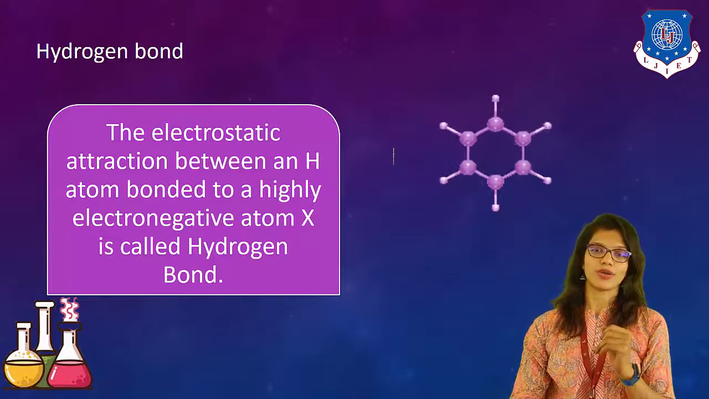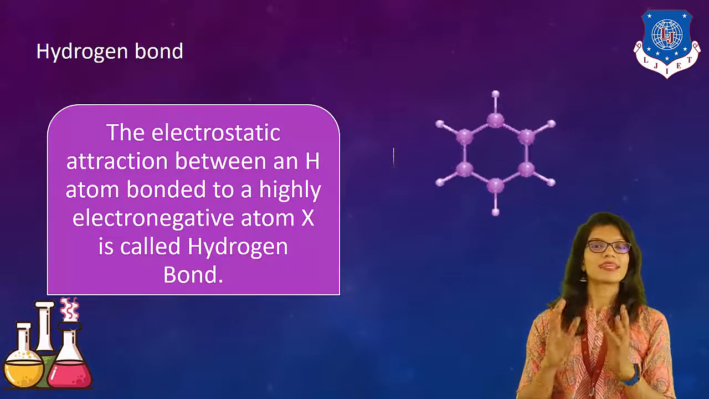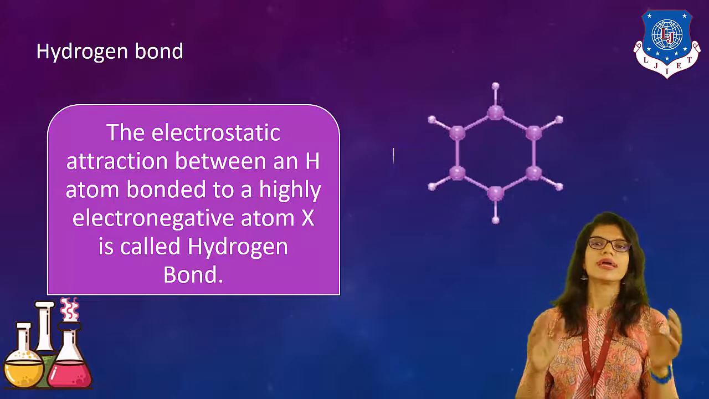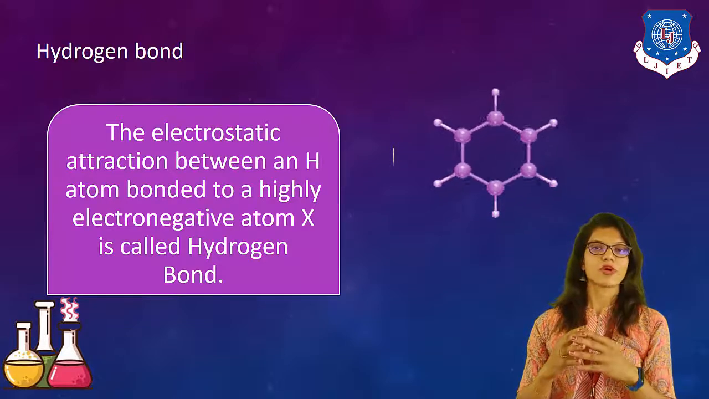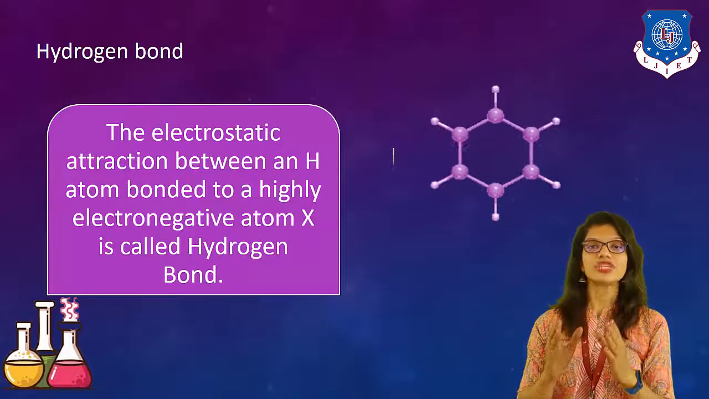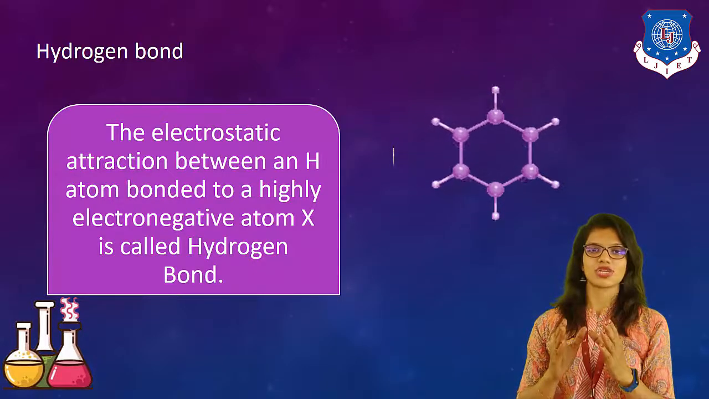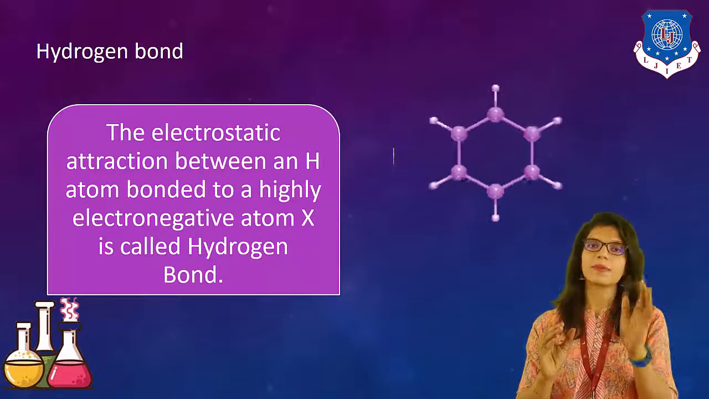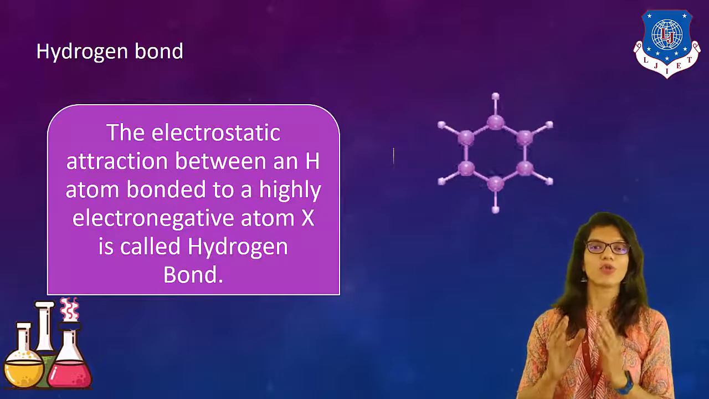Next one is hydrogen bond. Hydrogen bond is a very widely available bond. We all know that because it is present everywhere. How can it be present everywhere? We all know that water is present everywhere in different forms. It can be solid, liquid, or in the vapor phase. Along with it, such a bond is present in each and every compound which contains H. The electrostatic attraction between a hydrogen atom bonded to a highly electronegative atom, for example a halogen, is known as hydrogen bond.